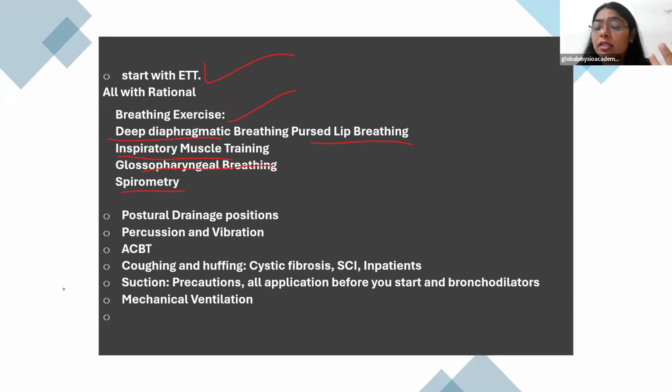Then if the patient has secretions, postural drainage position. In that position, you can give percussion, vibration, active control of breathing technique, coughing, huffing, condition-wise. Suction, precautions, ethics. Before suction, you must wear gloves. Ethics.